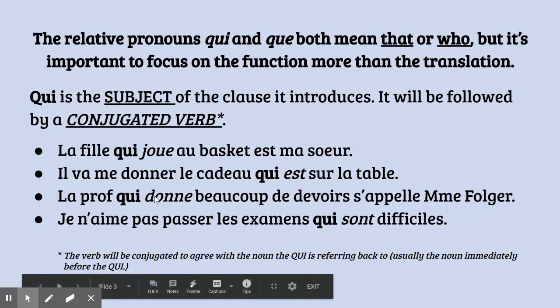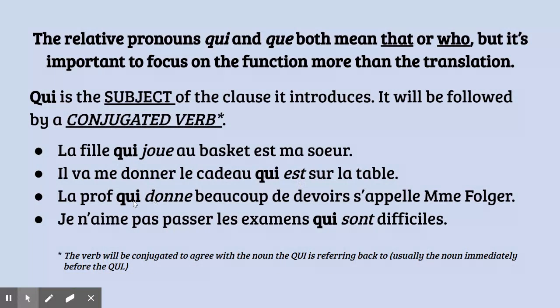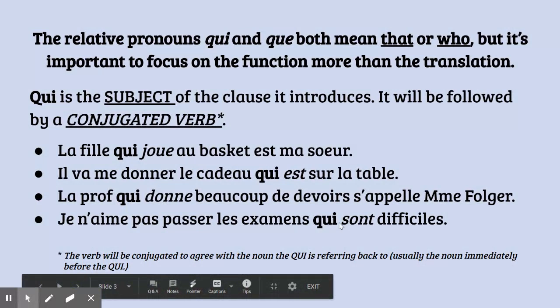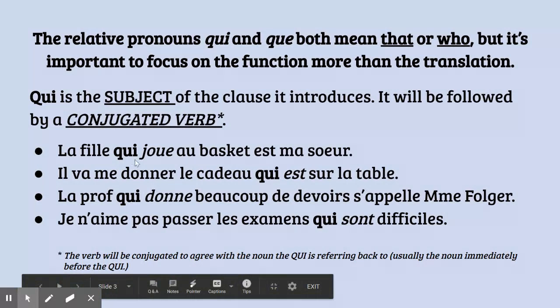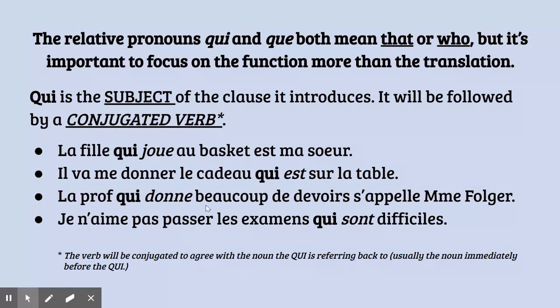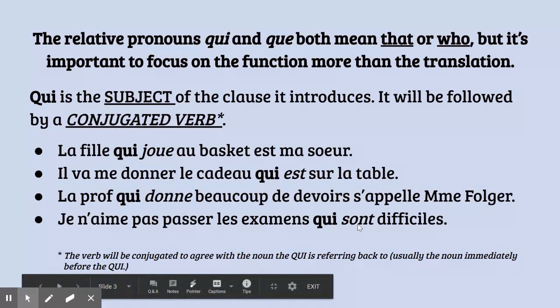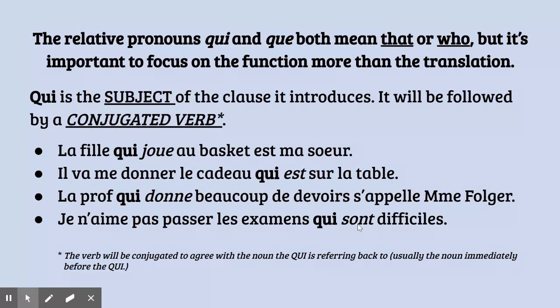La prof qui donne beaucoup de devoirs s'appelle Madame Folger, the teacher who gives. And je n'aime pas passer les examens qui sont difficiles. I don't like to take tests that are difficult. So you can see all of these, some of them translate as that, some of them translate as who, but they are all followed by a conjugated verb because they are replacing the subject of that second clause.